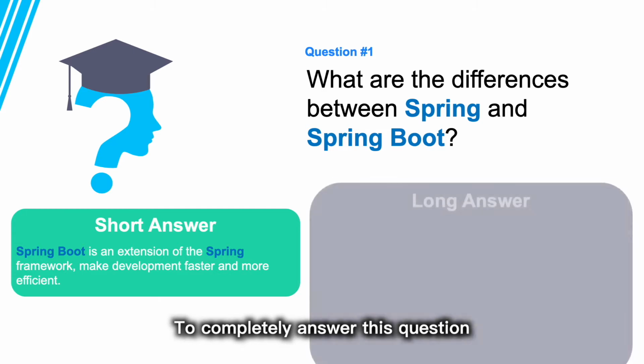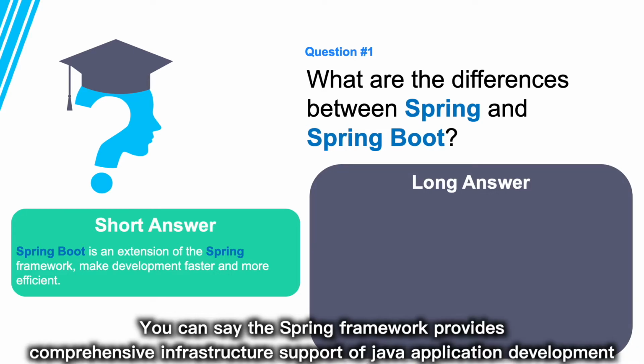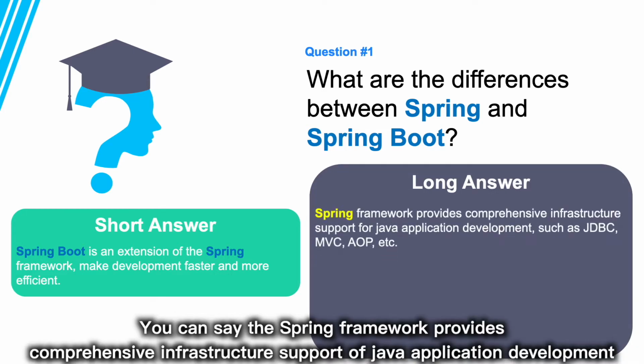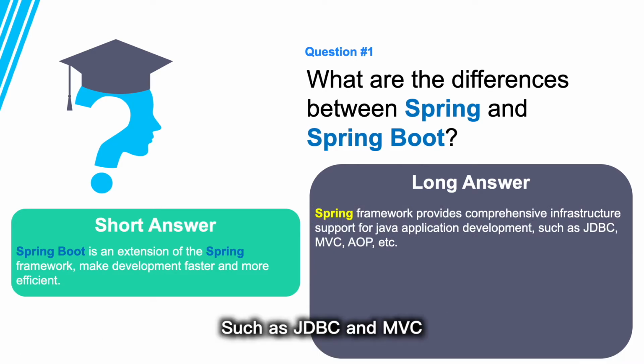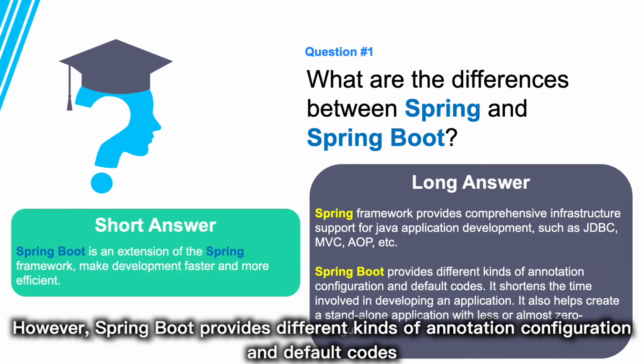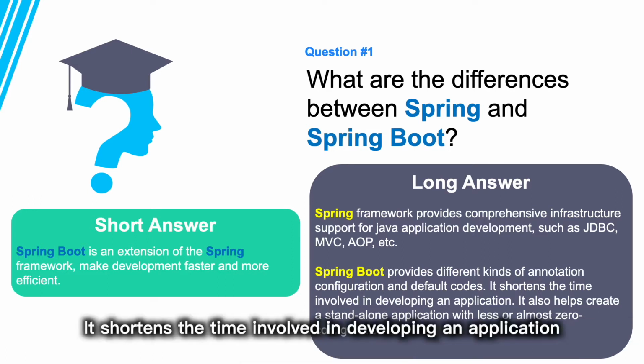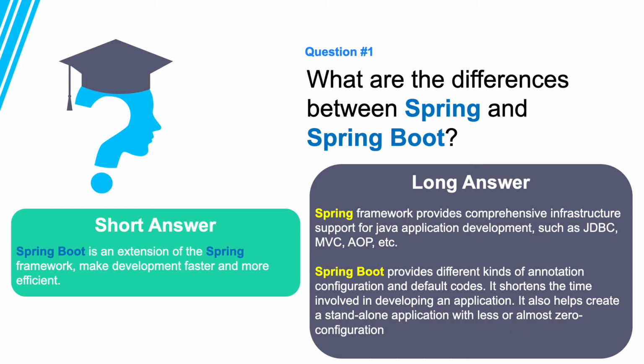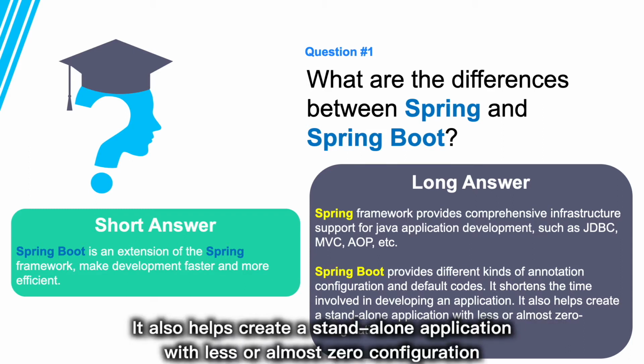To completely answer this question, you can say the Spring framework provides comprehensive infrastructure support of Java application development, such as JDBC and MVC. However, Spring Boot provides different kinds of annotation configuration and default codes. It shortens the time involved in developing an application. It also helps create a standalone application with less or almost zero configuration.